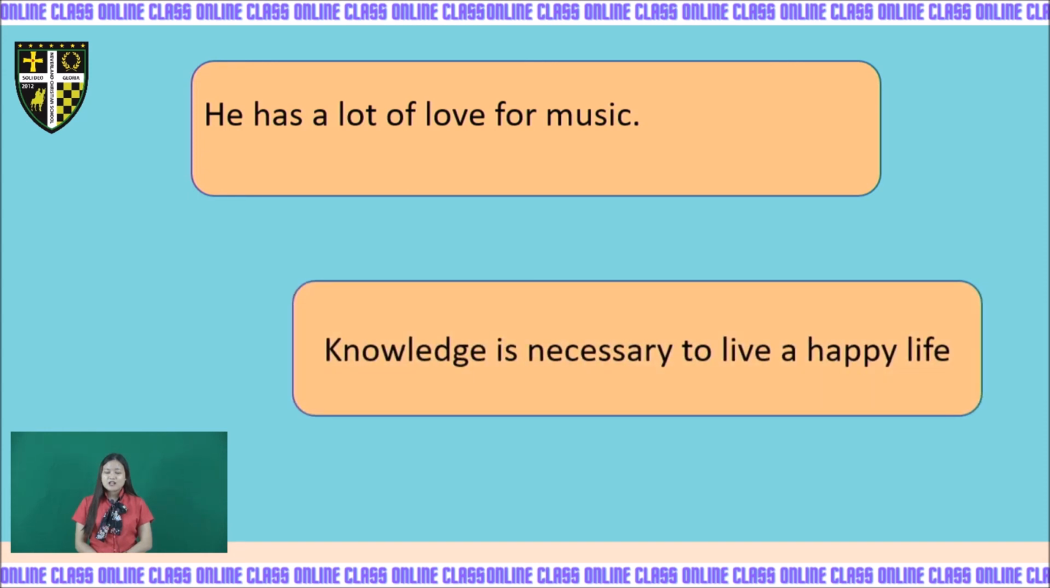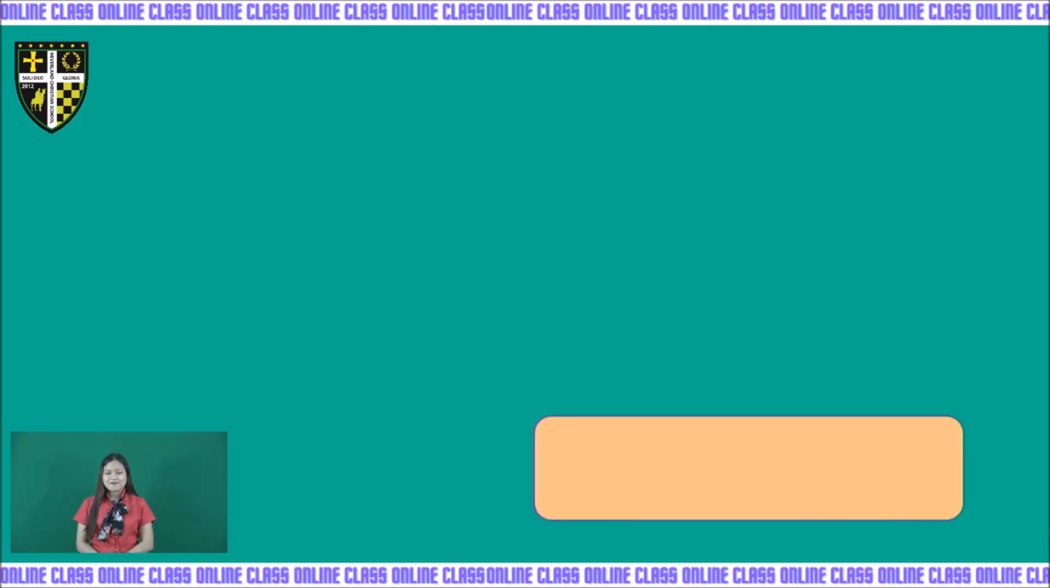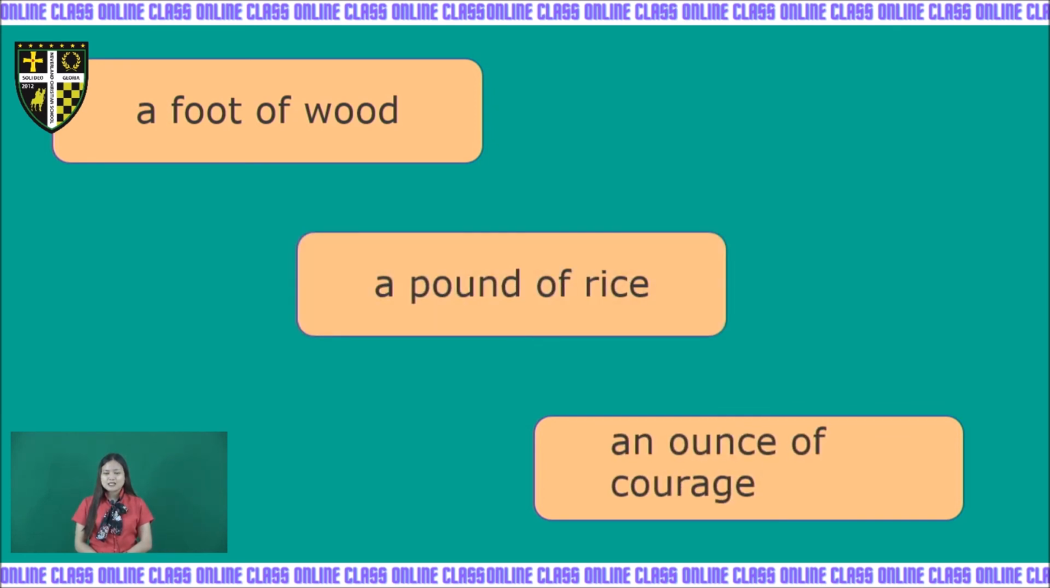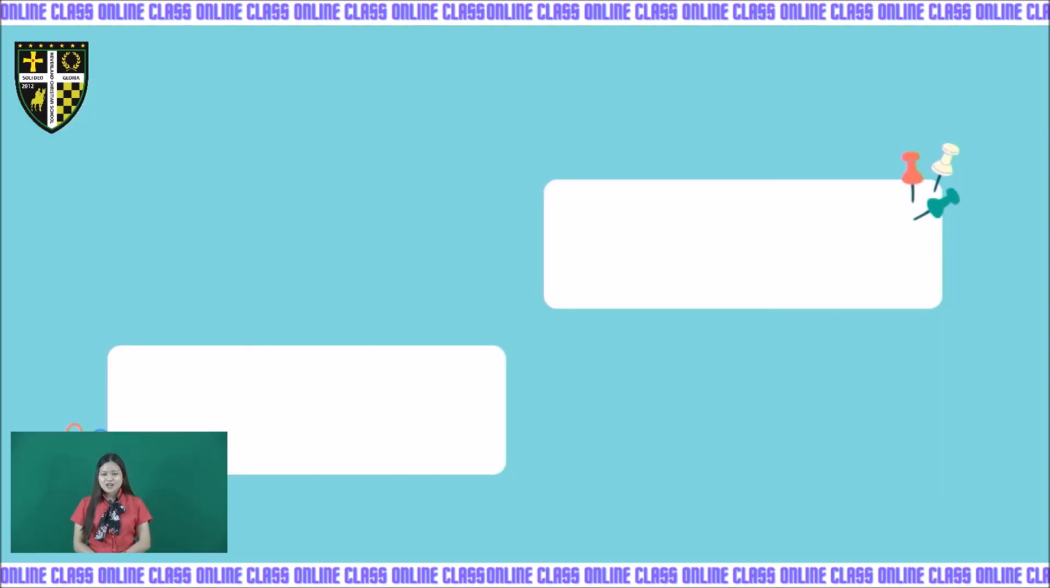Next one, knowledge is necessary to live a happy life. So, another example: a foot of wood, a pound of rice, an ounce of courage. Again, a foot of wood, a pound of rice, and an ounce of courage.